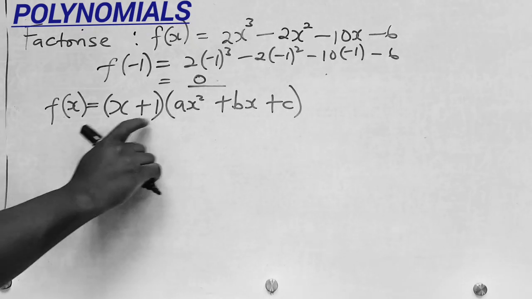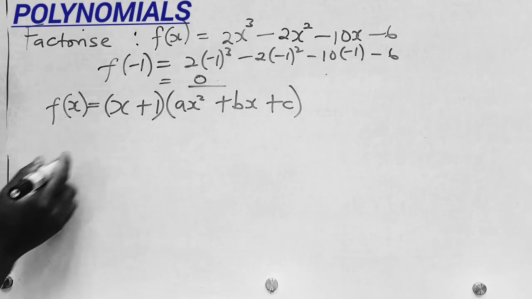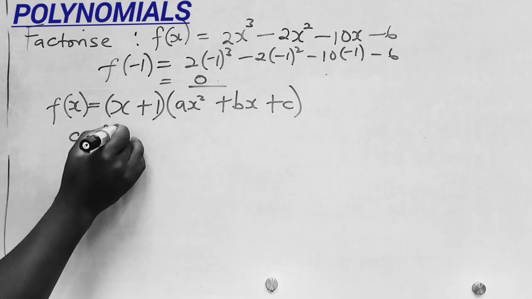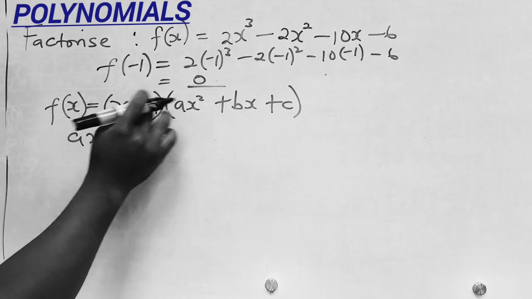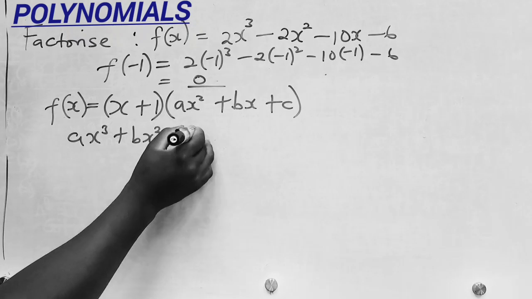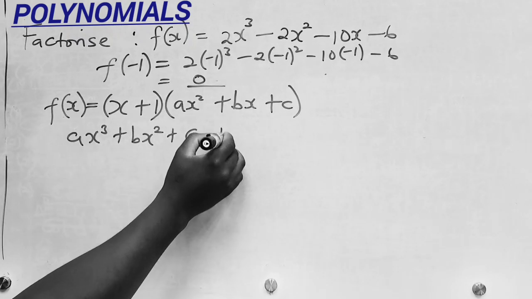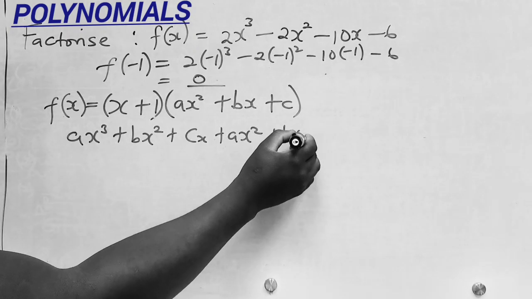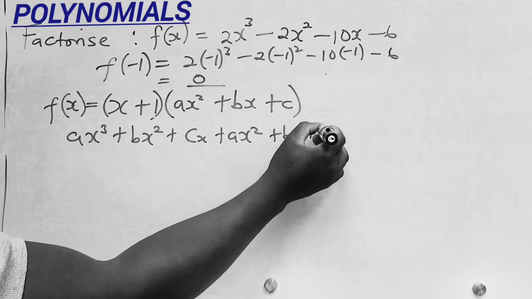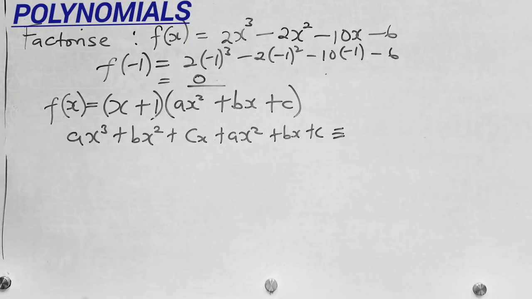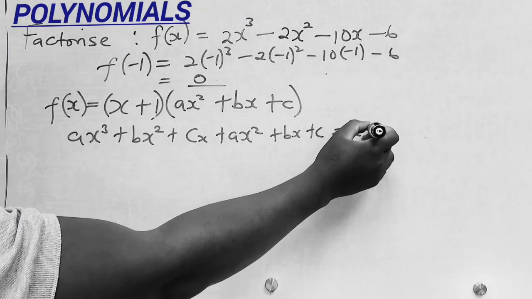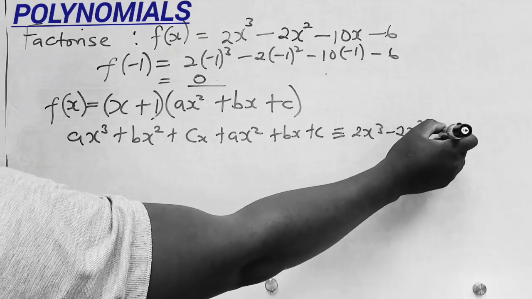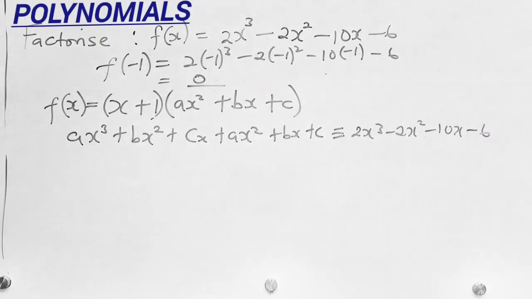So let's expand this one. This will be x times ax squared. We get ax cubed plus bx squared, plus cx, plus ax squared, plus bx, plus c. So this is identical to 2x cubed minus 2x squared minus 10x minus 6.